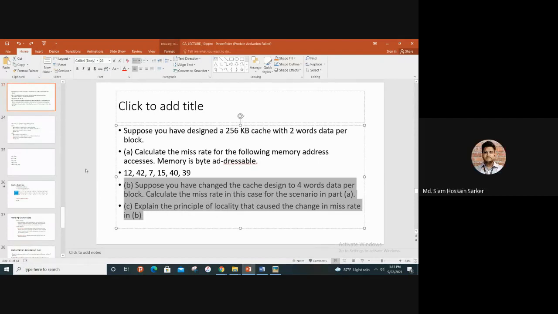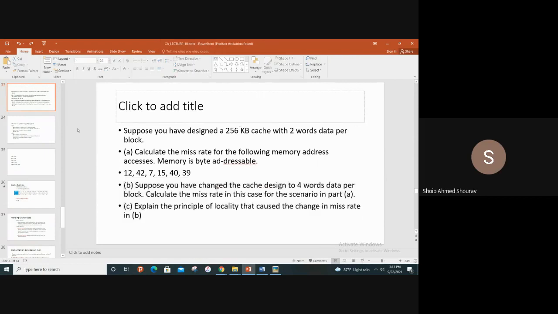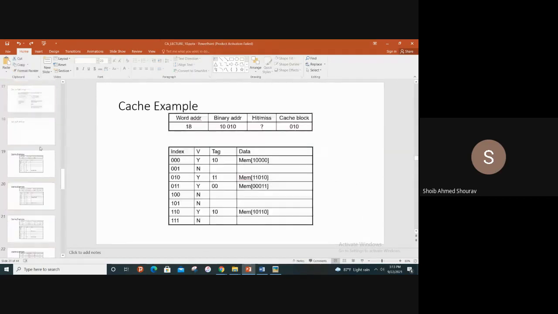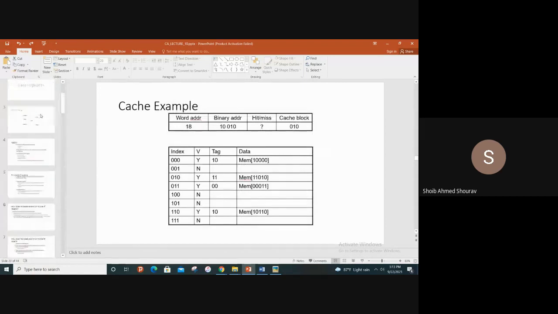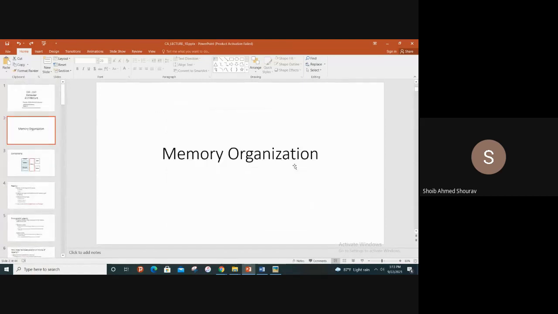Yes, sir. Okay, now that your syllabus is finished, your final CT will be only this lecture, only memory organization. Final CT will be only on memory organization. Now, please let me know whether you are going to give the class test on the next class, Sunday, or in the last class. I guess you better give the class test on Sunday.